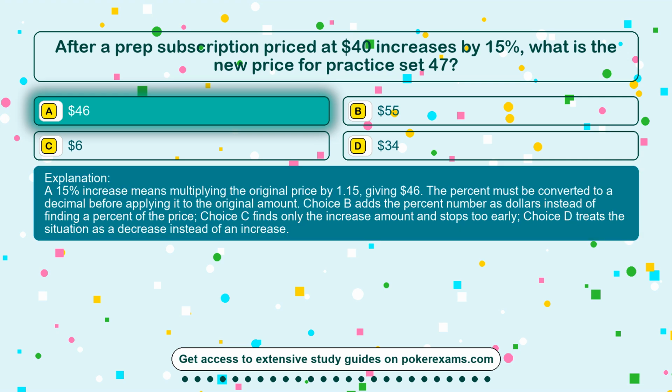A 15% increase means multiplying the original price by 1.15, giving $46. The percent must be converted to a decimal before applying it to the original amount. Choice B adds the percent number as dollars instead of finding a percent of the price, choice C finds only the increase amount and stops too early, choice D treats the situation as a decrease instead of an increase.